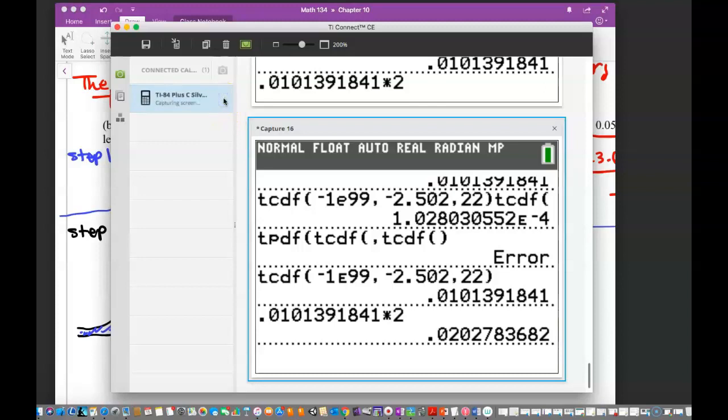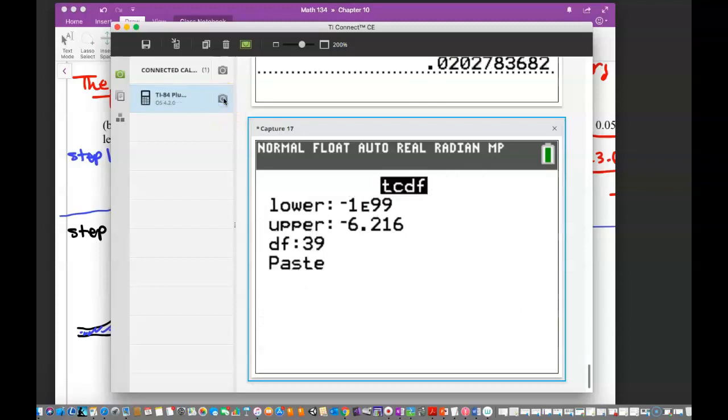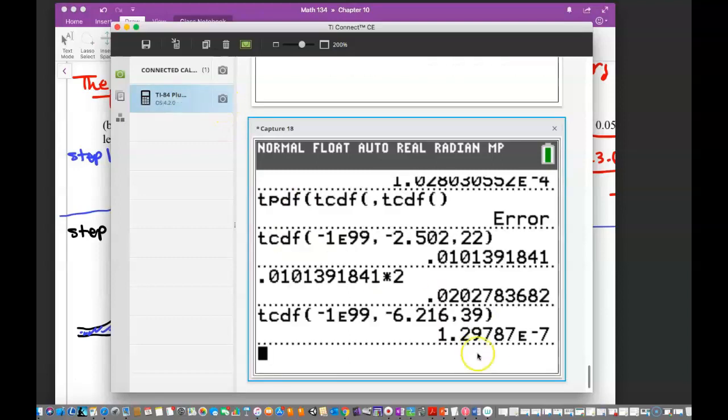As I said, it doesn't matter which tail you're working on, right tail or left tail. You can either enter this one or enter what I have in my notes. For lower, you can use negative infinity, upper negative 6.216, or for lower positive 6.216 and for upper positive infinity. The degrees of freedom is exactly the same. Okay, so this is the answer.